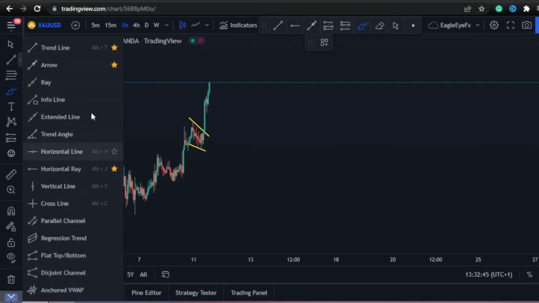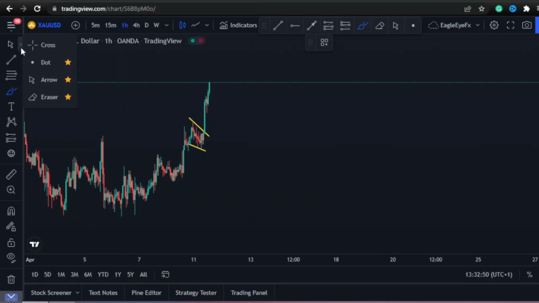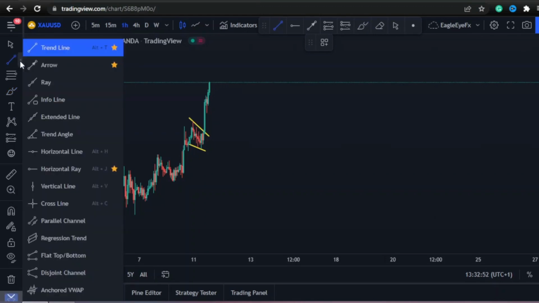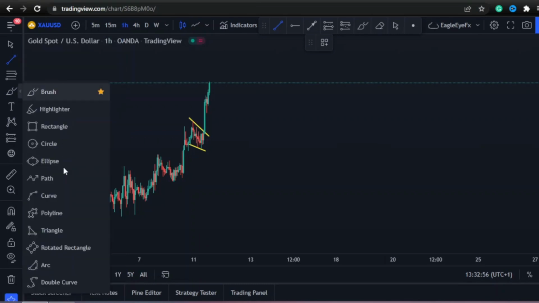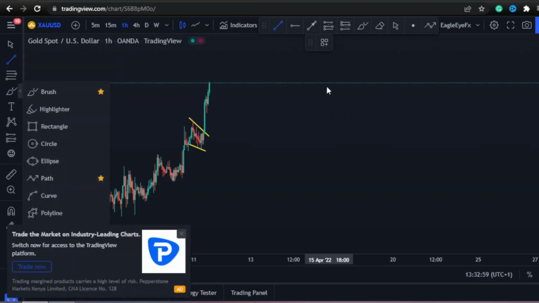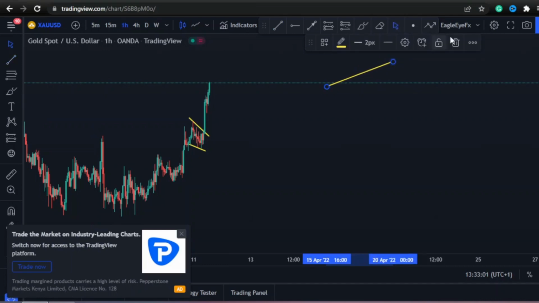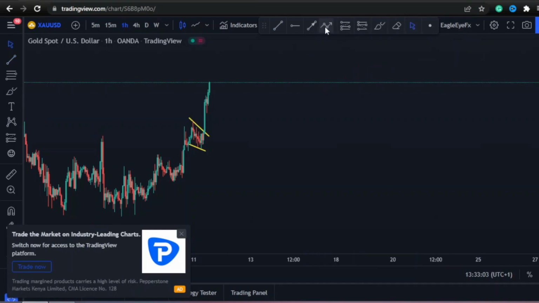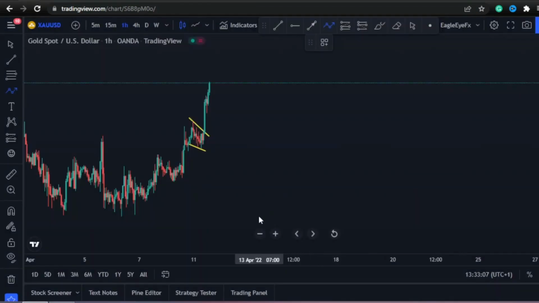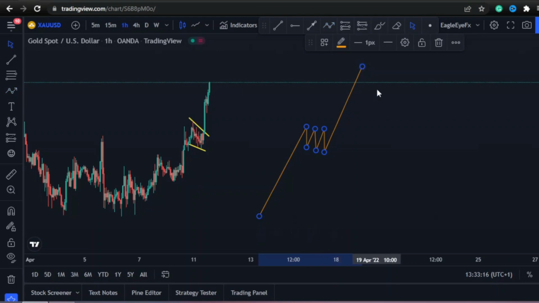So basically, let me show you something over here. I'm trying to look for an arrow over here. It's here, the path. Okay, so this is what I look for when I'm trading. I'm doing this in here. So when the market is moving up, I'm looking for this. Okay, then I can be able to continue.